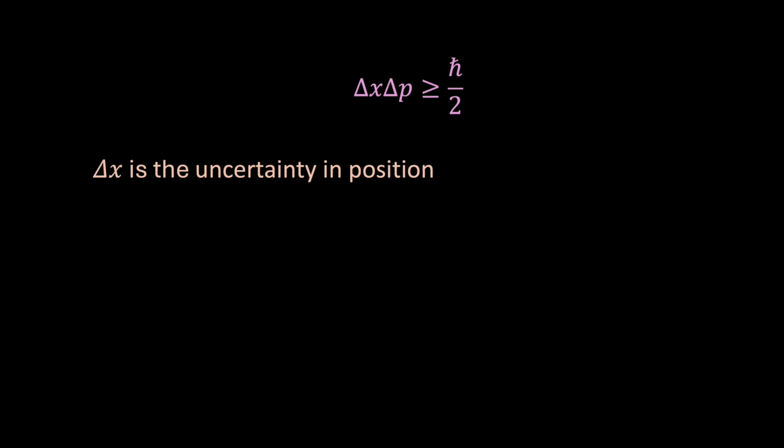This fundamental principle of quantum mechanics can be stated as delta x times delta p is greater than or equal to h bar over 2, where delta x is the uncertainty in position, delta p is the uncertainty in momentum, and h bar is the reduced Planck's constant. This relation is telling us that there is a fundamental limit to how precisely we can simultaneously know a particle's position and momentum. So let's now apply this to the electron.